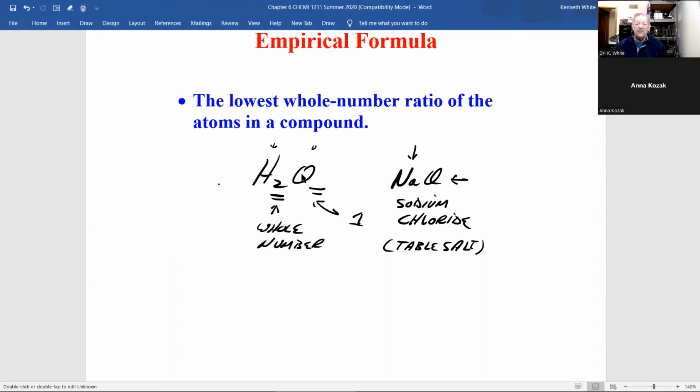But anyways, notice this has 1 sodium, 1 chlorine, and you never will see 1.5. You can't. That's like saying, how many live people are in this room? Well, there's 2.5 people. No, you can't. It's only whole numbers.